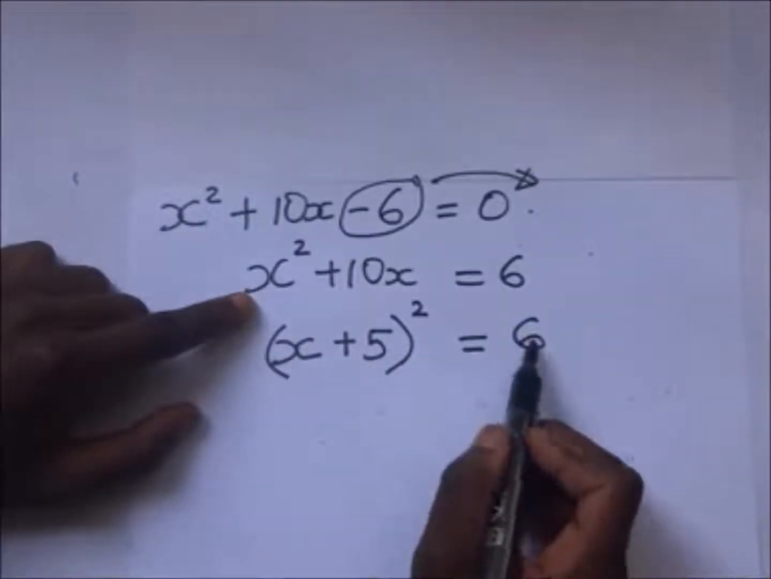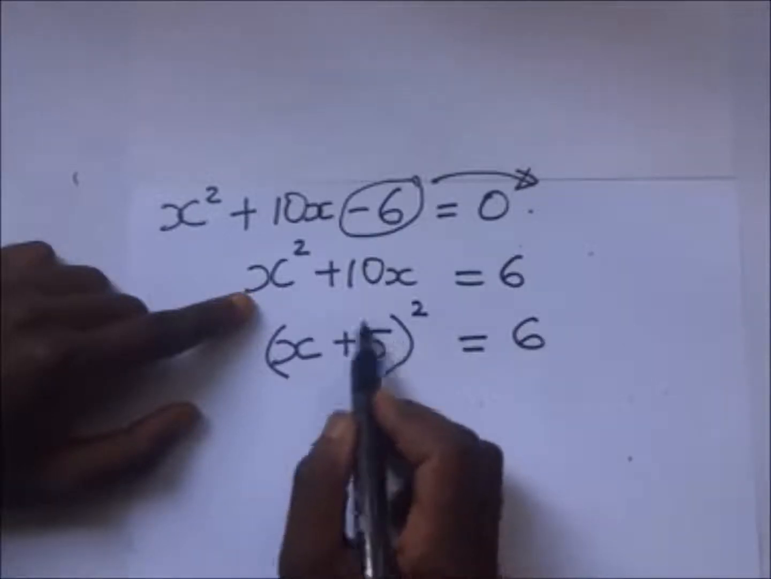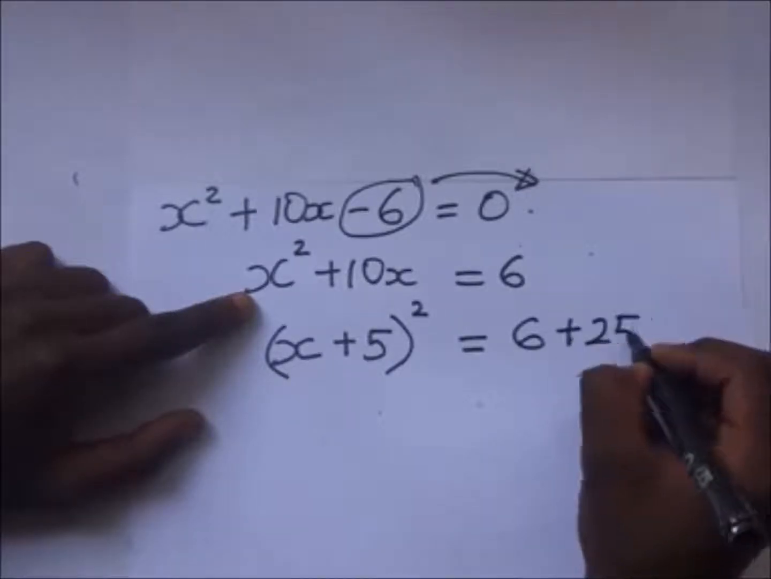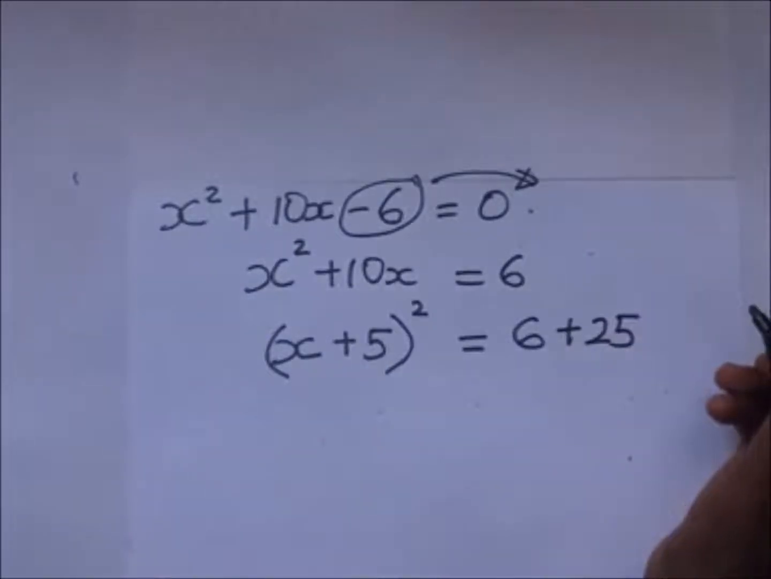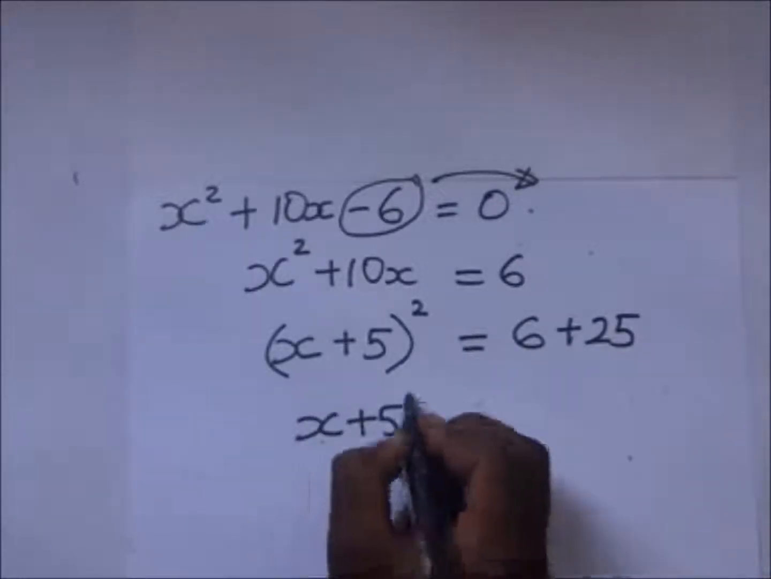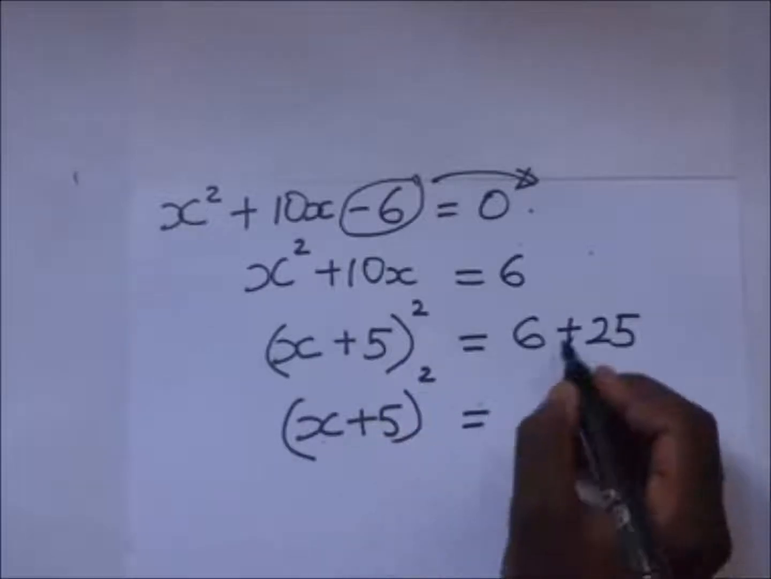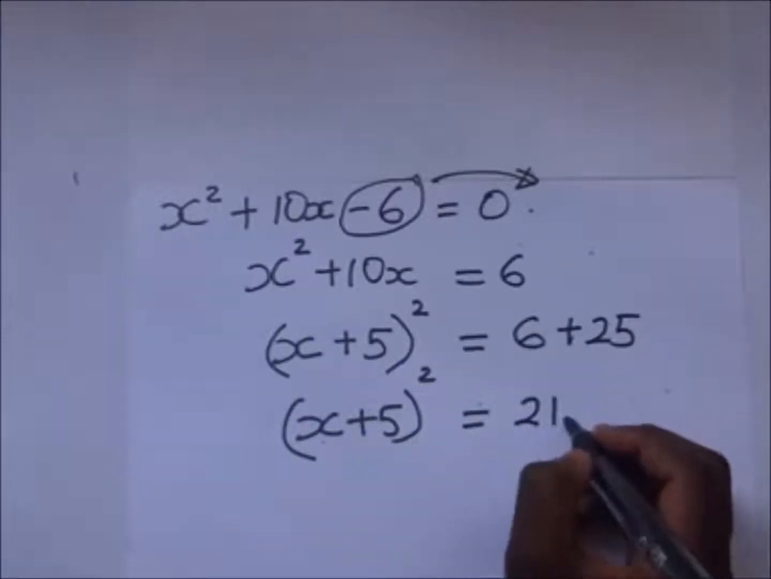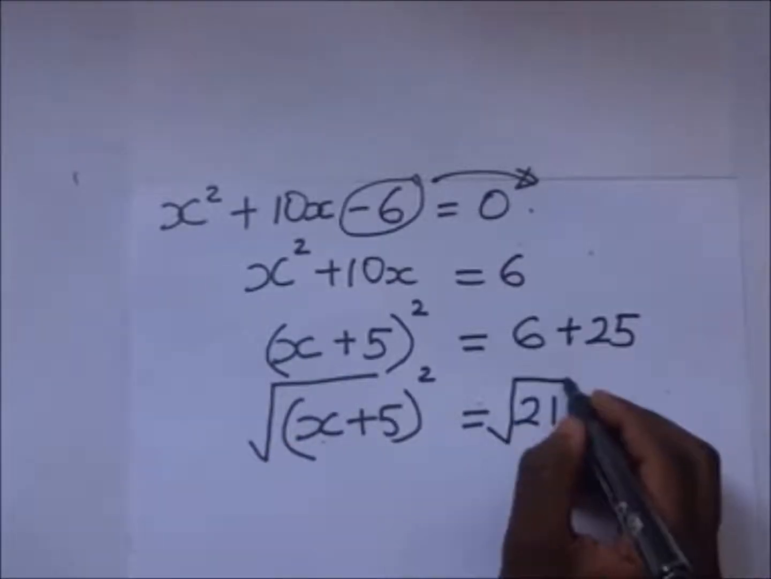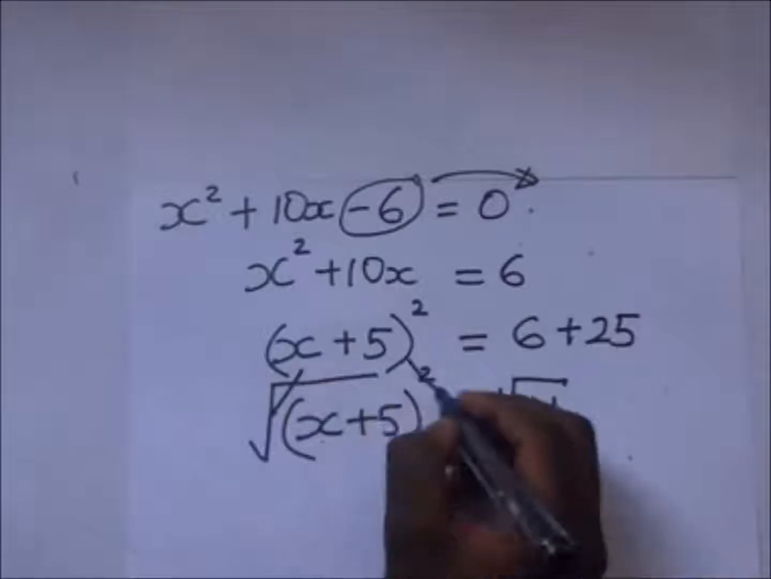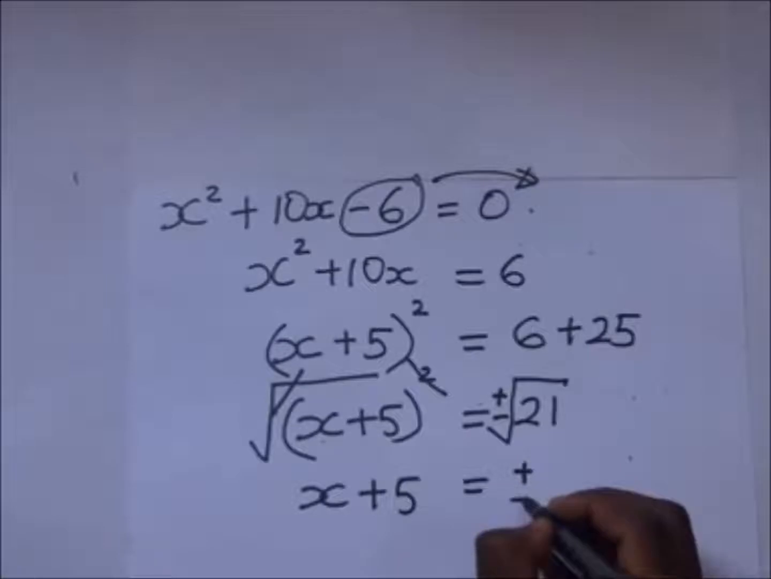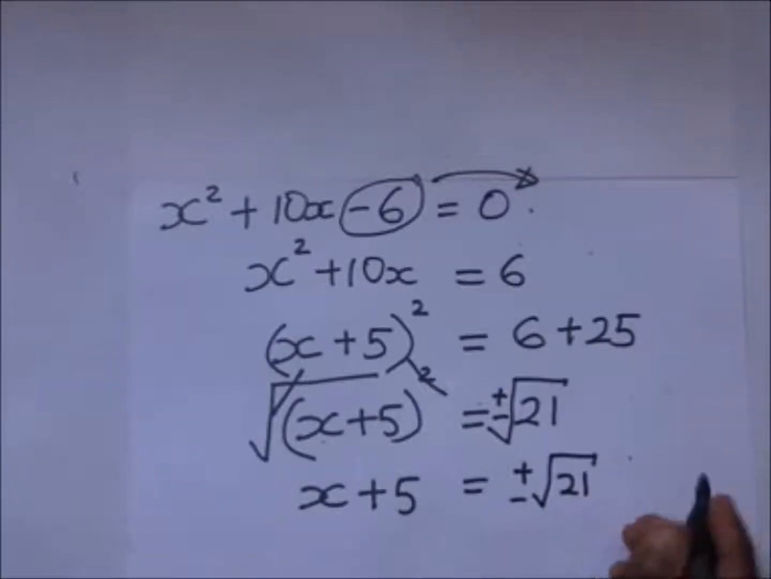6. Then 6 plus, you square this. What is 5 times 5? 5 times 5 is 25, so it's going to be plus 25. So you've completed squares, and the rest is obvious. 6 plus 5 squared is going to be, this is going to be 21. So when you find the square root on both sides, this is plus or minus. This goes with that. You remain with x plus 5, giving you plus or minus the square root of 21.